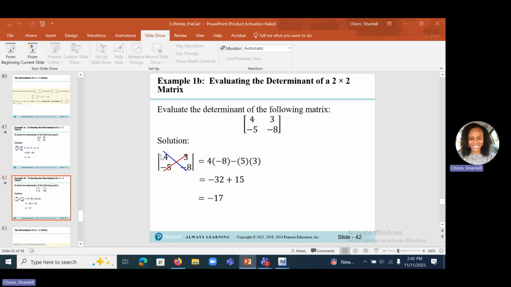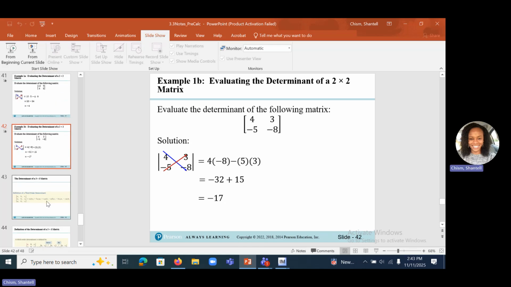Here's another one. 4 times -8 minus, and remember this, the formula calls for it to be minus. And then, I think I messed up a bit here. There should be a negative sign with that 5. Yep. Let's put that one in the calculator. I'll do one in the homework.